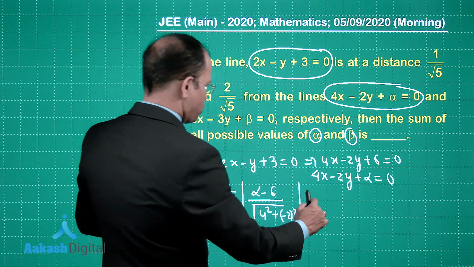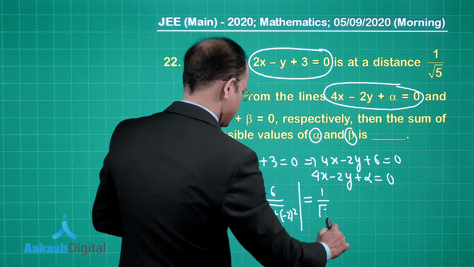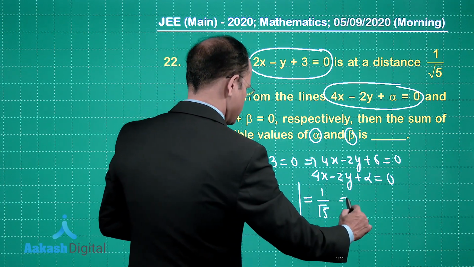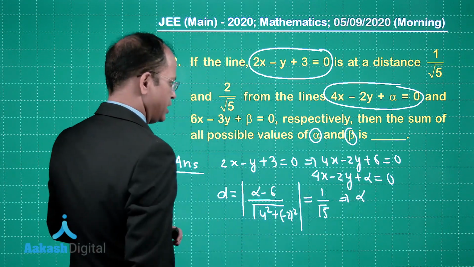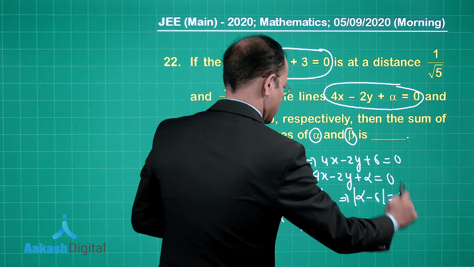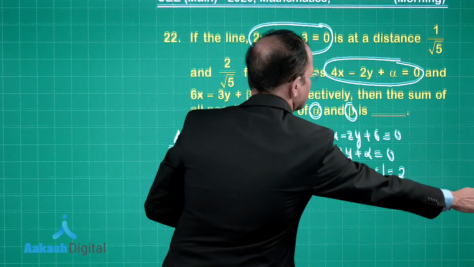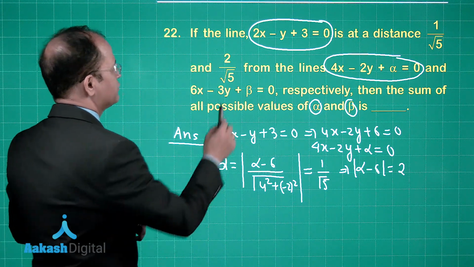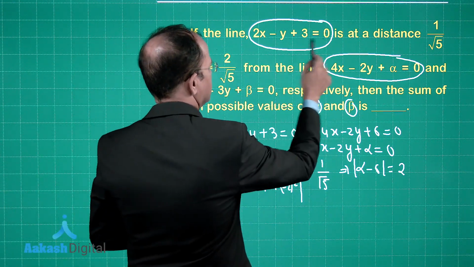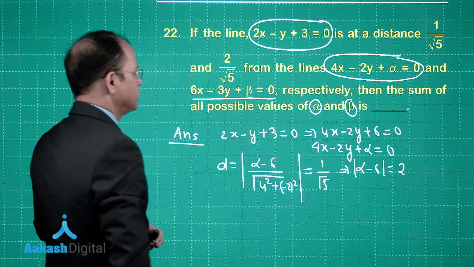Now if I talk about this value, this is 1 by root 5 we have. So from here we get some values of alpha, right? And we get alpha minus 6 is equal to 2, if you do the calculation, right? Next we have the next part. If you just have a look at this, we have been given the same line and this is at a distance of 2 by root 5 from this line, right?